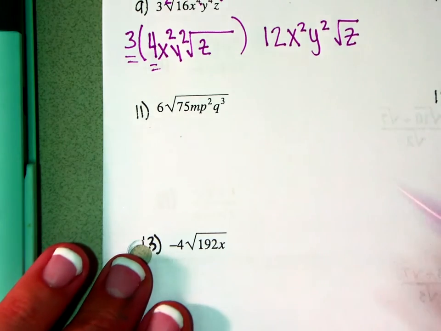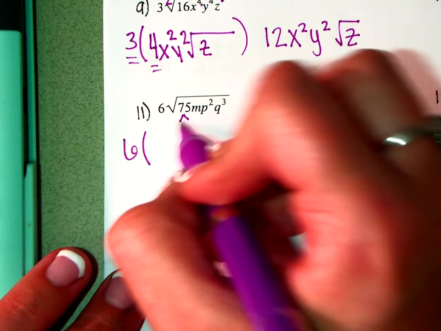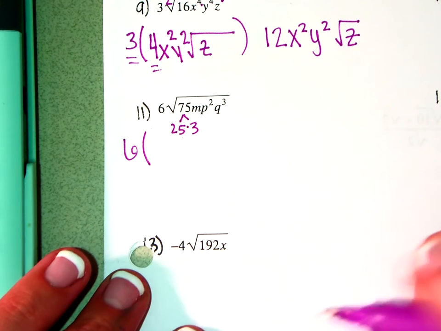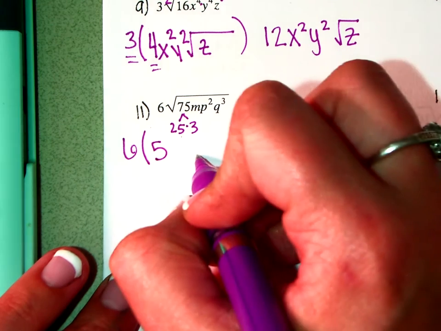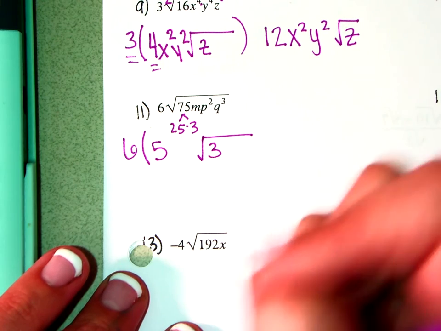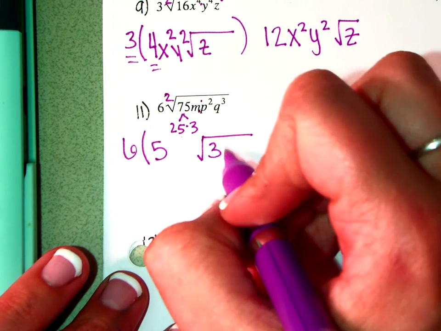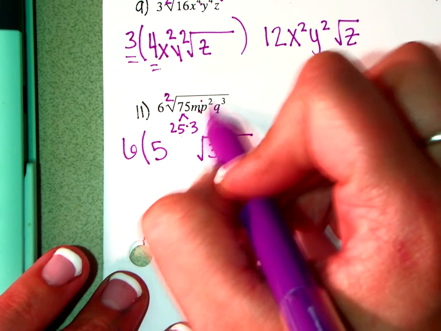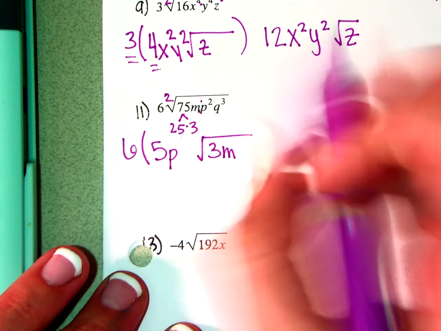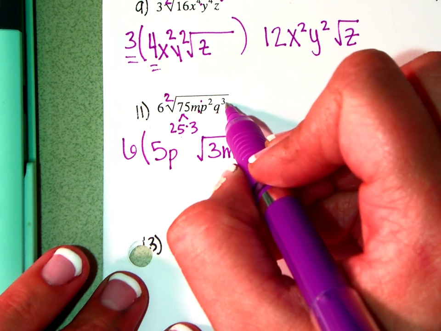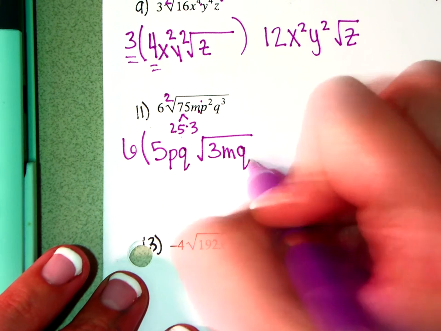Number 11, again, the 6 is just kind of there. 75, hopefully you know that 25 times 3 is 75, so 25 is my perfect square. The square root of 25 is 5. 3 can't go anywhere. M only has a power of 1, so when I do 1 divided by 2, I get a decimal, so M stays. P is 2, so 2 divided by 2 is 1, so P goes to the first power. Q is 3, so Q to the third. 3 divided by 2, so 2 goes into 3 one time with the remainder of 1.